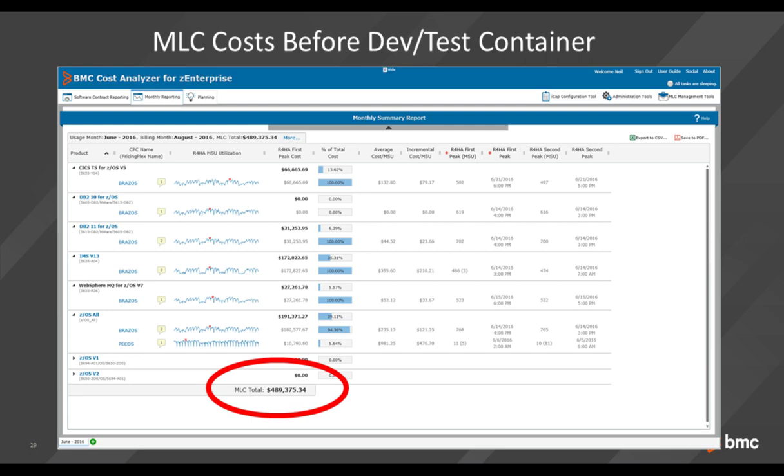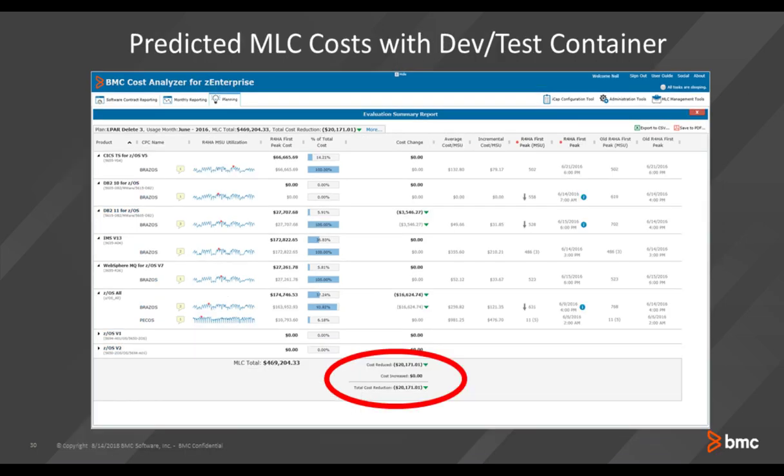Well, the difference in cost is about, if we look first at the cost before, you see the $400,000 in MLC monthly costs. And then we say, what if we put dev test LPARs into a container, and the difference is about $20,000 a month. And that's the MLC impact. Now, that doesn't include the cost of dev test in those containers, but we're looking at the MLC impact on all the other work.